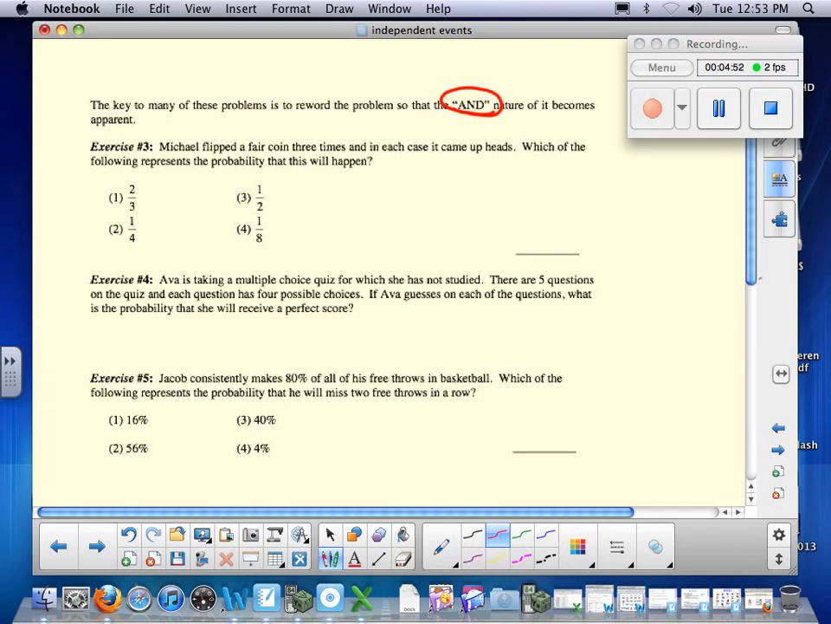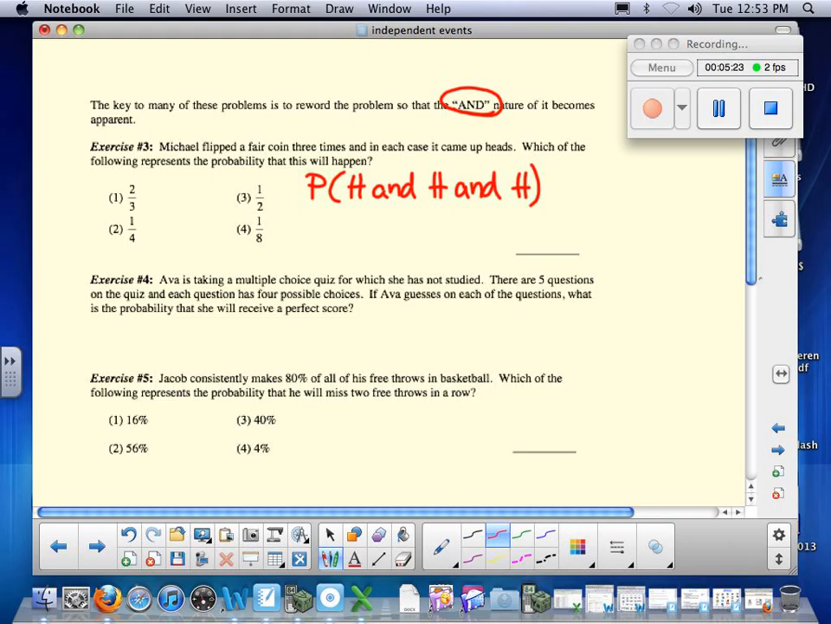Number 3, Michael flipped a coin 3 times. And in each case it came up heads. Stop right there. I don't see the word and yet in that sentence. Okay, so it's the probability that he's going to get a head on the first toss, and a head on the second toss, and a head on the third toss. That's the question they're asking without using the and.